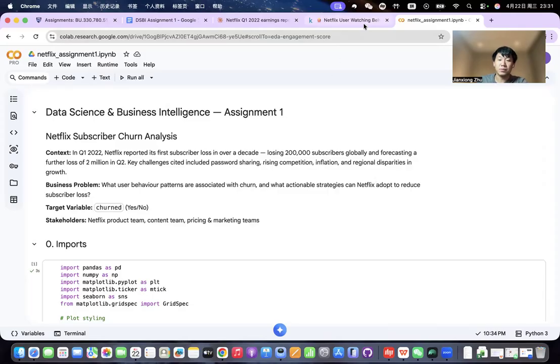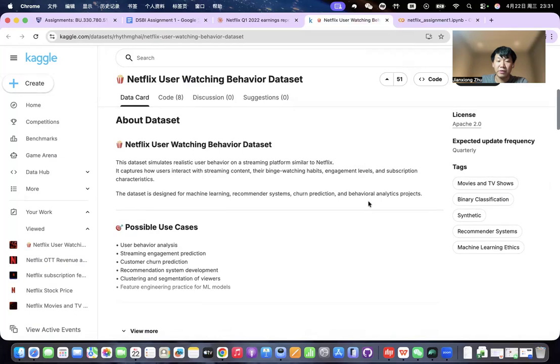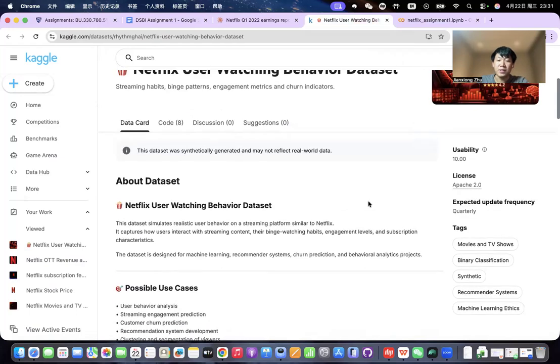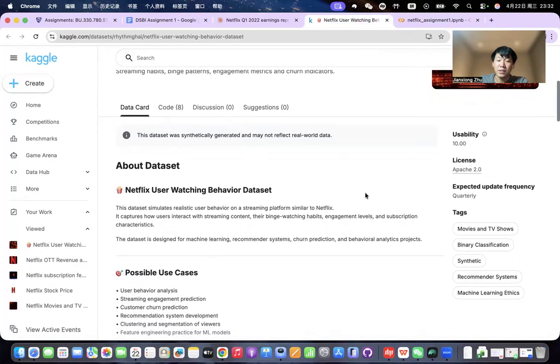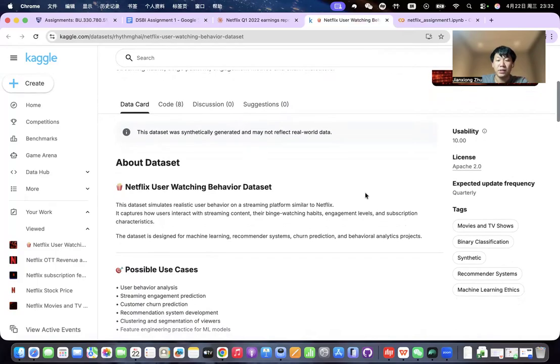To address the problem, I use the Netflix user behavior dataset, a publicly available dataset of 15,000 users across 20 variables. Every user's demographics include age, gender, and country, subscription details like tier and monthly fee, behavioral metrics such as watch time, sessions per week, completion rate, and days since the last login, favorite genre, and crucially, the churn label. This dataset is well suited to this assignment because it directly measures churn risk alongside the exact variables cited in Netflix's Q1 2022 report.